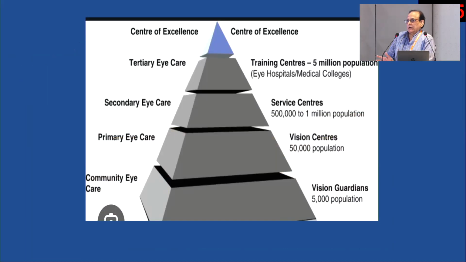So under this program, whether it was Vision 2020 or NPCB and VI, the stress was laid that we should approach in a pyramid fashion. That means we should lay stress on primary eye care, secondary eye care, and tertiary eye care. And apart from that, the centers of excellence or the apex institutions. In those days, RP Center used to be the apex institution, but now there are 5-6 more institutions playing a great role as apex institutions.